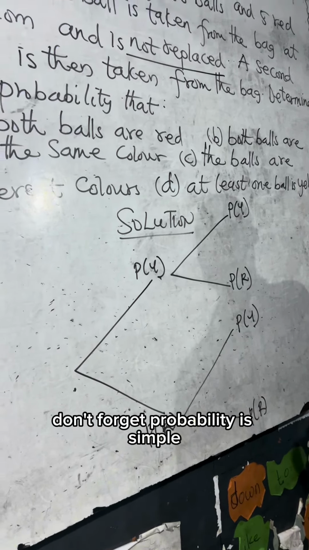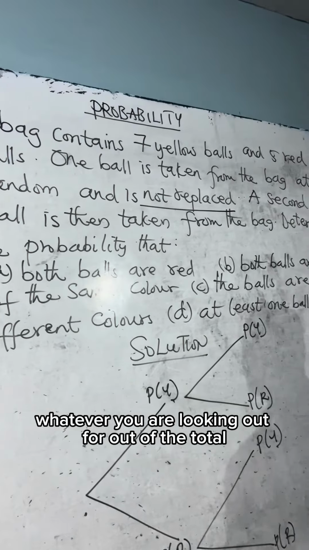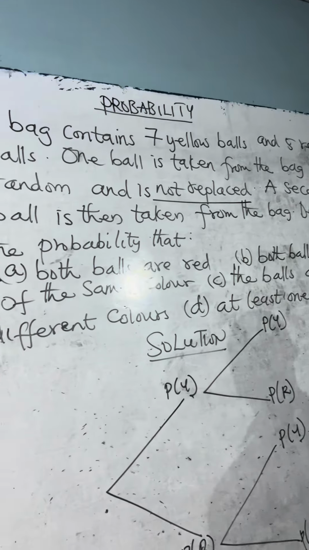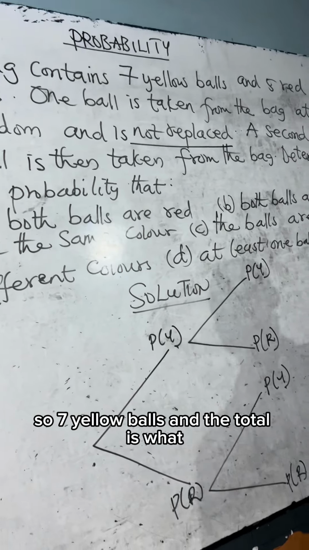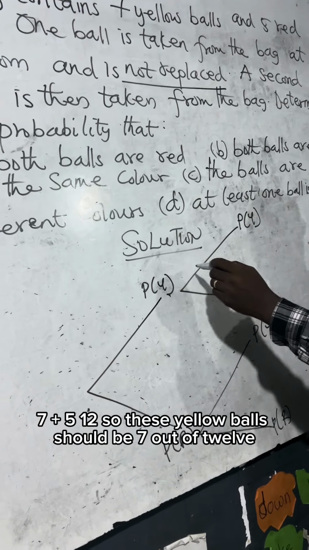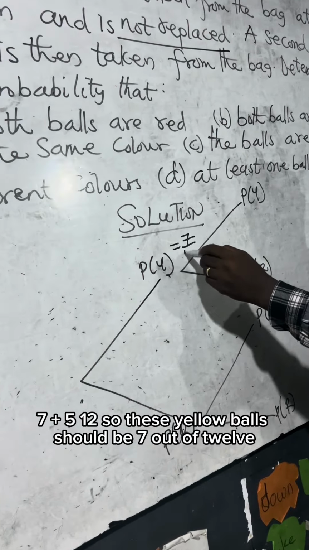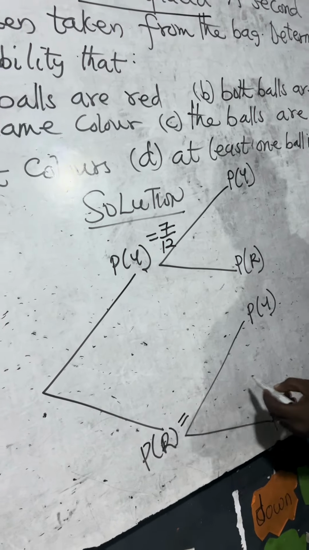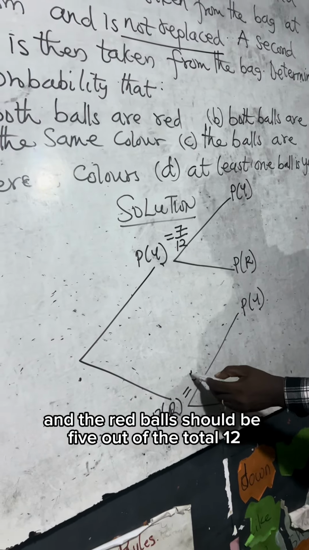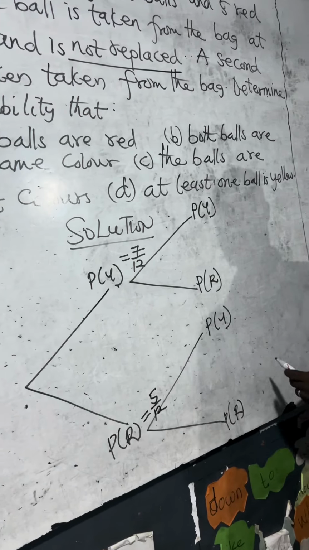So let's take our probabilities of yellow. Don't forget, probability is simple, whatever you are looking out for out of the total. So 7 yellow balls and the total is what? 7 plus 5, 12. So these yellow balls will be 7 out of 12, and the red balls will be 5 out of the total 12.